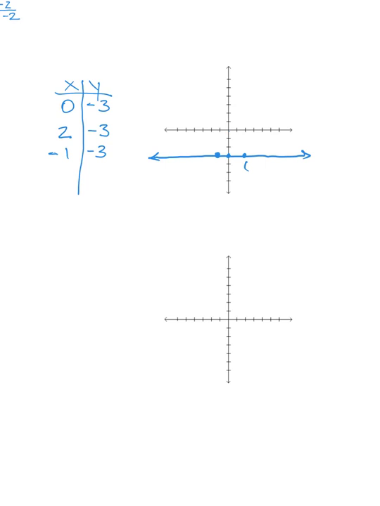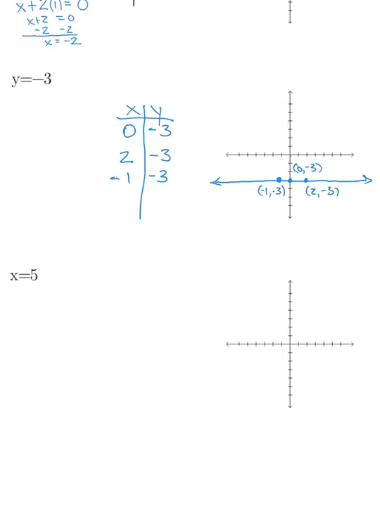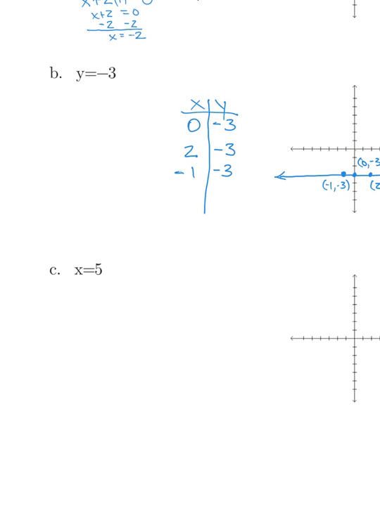We can label some of our points here. We have (2, -3), (0, -3), and (-1, -3). And we're done with the problem. So all horizontal lines will be horizontal, but also their equations will always be y equals some constant.